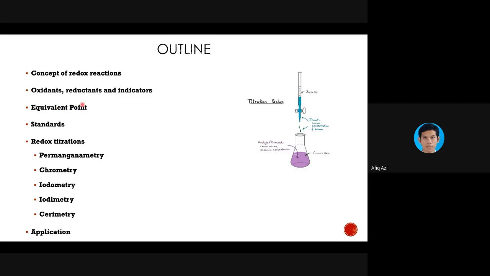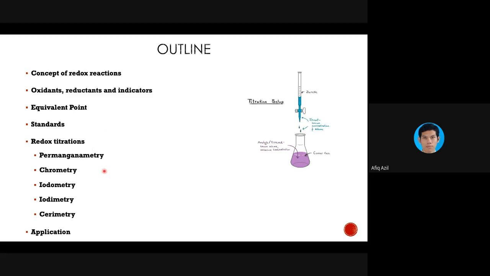So the equivalent point for redox titration is slightly different than in acid-base titration. So in acid-base titration, you are trying to reach maybe the point of neutralization, but here, we will see they are determined by the number of electrons, okay, where the differences of electrons. Then standards, and then only we will go into several types of redox titration.